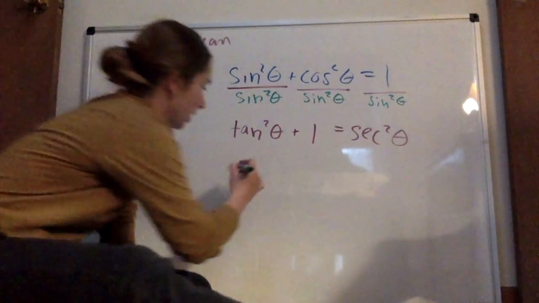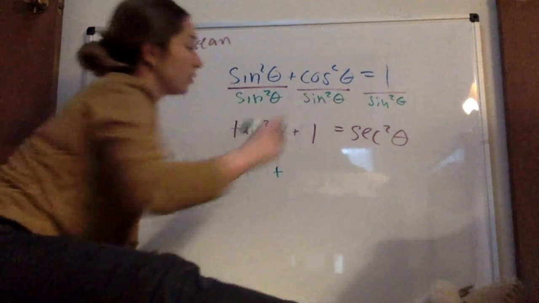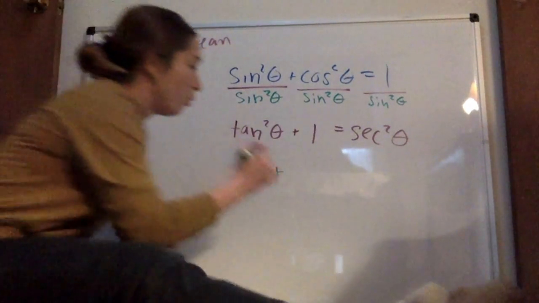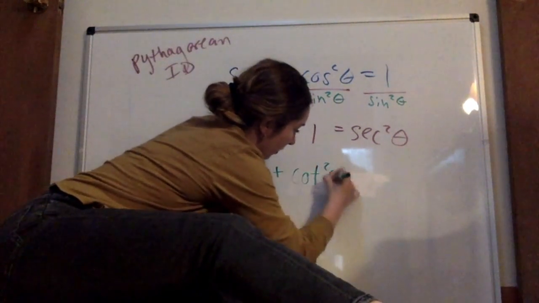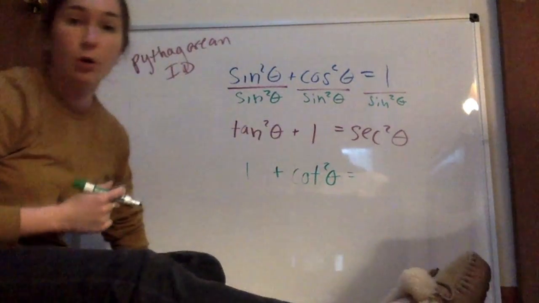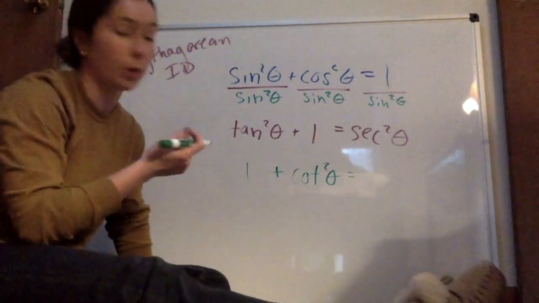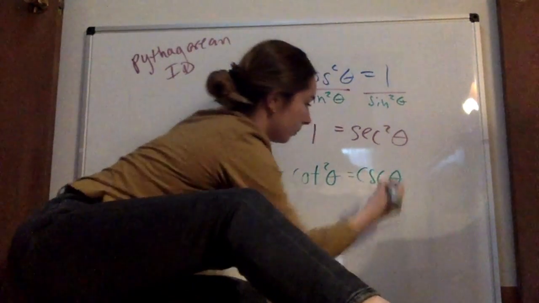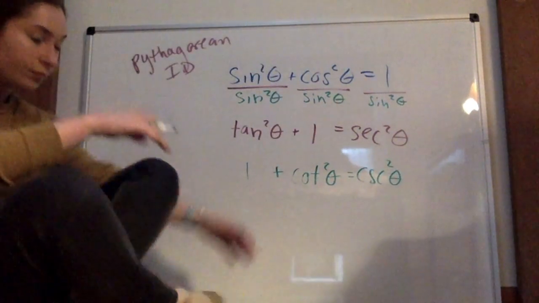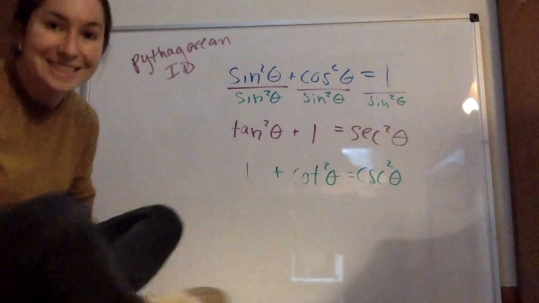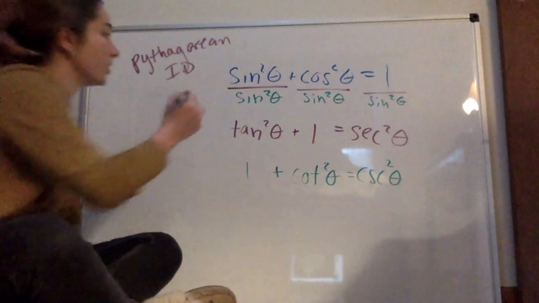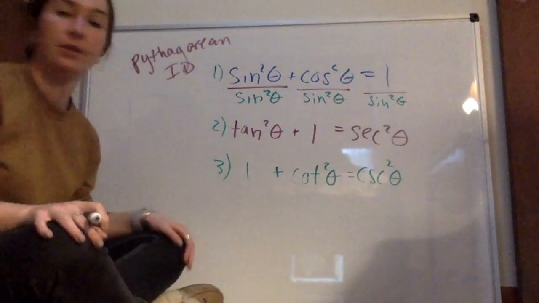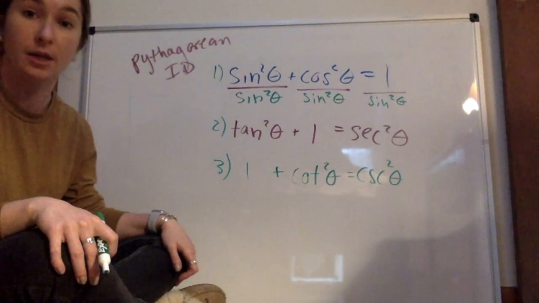Sine squared over sine squared is 1, plus cosine squared over sine squared, or cosine over sine all squared, which is cotangent squared of theta, equals 1 over sine squared, or 1 over sine all squared, which is going to be cosecant of theta squared. So there's one, two, three versions of our Pythagorean identity.